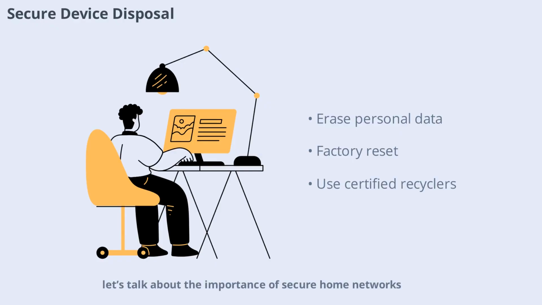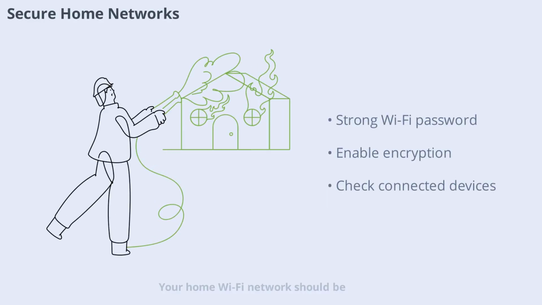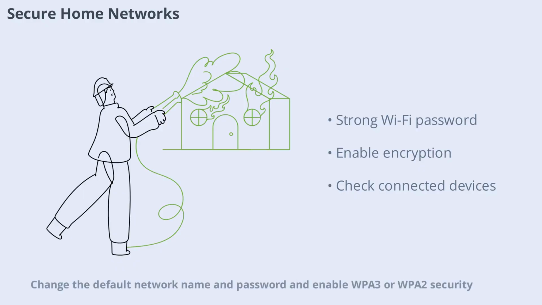Up next, let's talk about the importance of secure home networks. Your home Wi-Fi network should be protected with a strong password and encryption. Change the default network name and password and enable WPA3 or WPA2 security. Regularly check which devices are connected to your network.